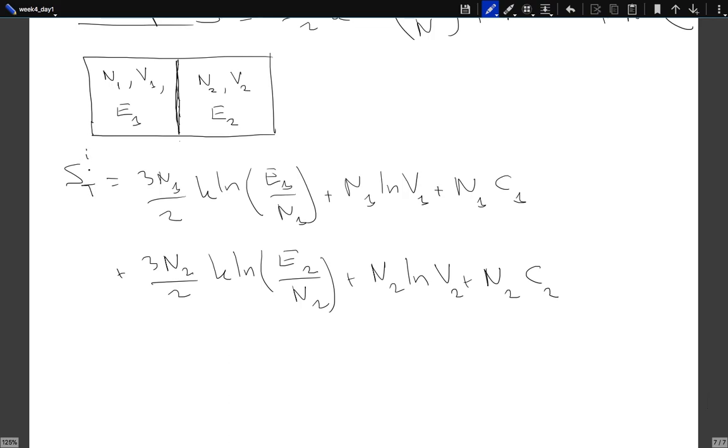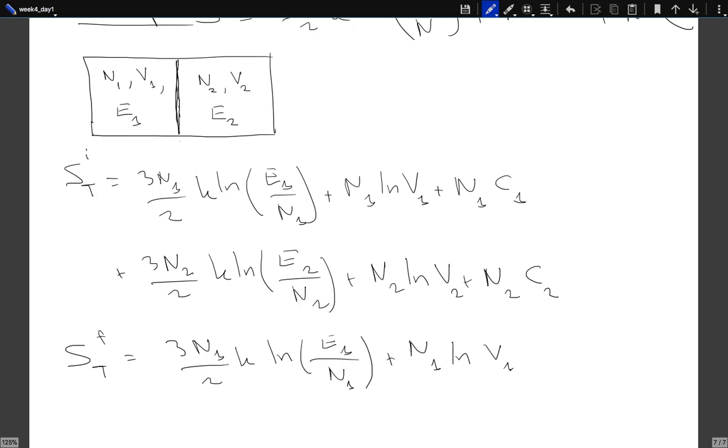This is initially. Then let's assume that I remove that barrier, and then the gases basically mix. Afterwards, I have N1 particles having energy E1 and the total number N1, but now they are distributed over a volume V1 plus V2.